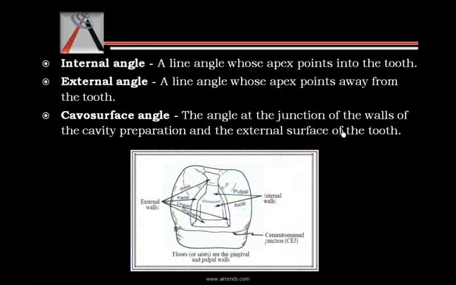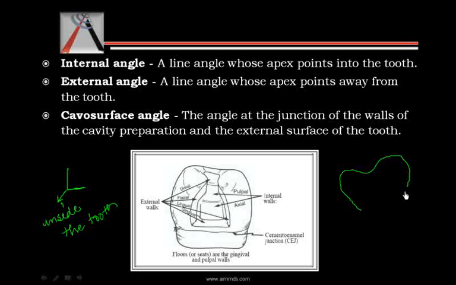Now as we know line angles, let's classify these line angles based on their direction. If we have a line angle whose apex points into the tooth, for example, if we have two surfaces like this, and the apex is pointing inside the tooth, then it is the internal line angle. We can have a very simple example. We have a cavity over here like this. These two surfaces are contacting each other at this particular line angle, and this line angle is directed inside the tooth. So this is an internal line angle.